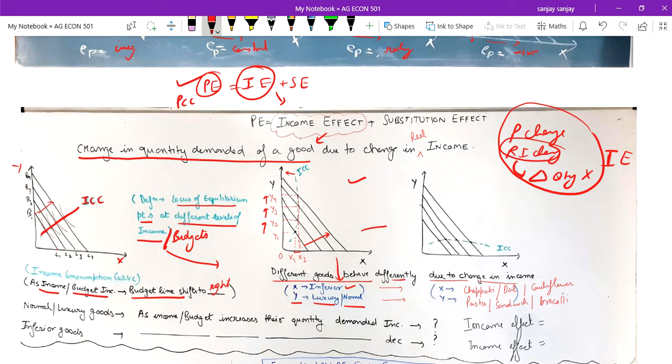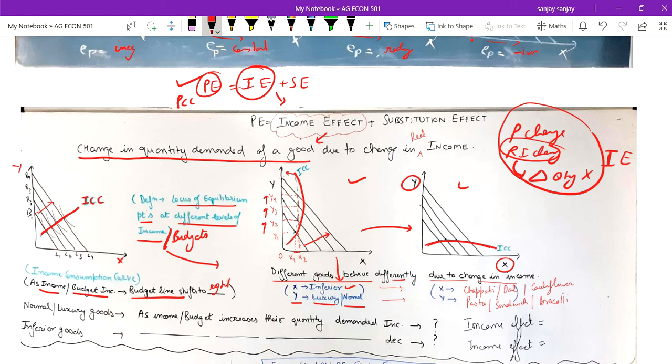Okay. Now moving on to this next graph, if we consider Y as an inferior good and X as a luxury or normal good, the income consumption curve will be like this. Earlier it was like this and now it is like this. Okay. So what are inferior goods and normal goods?